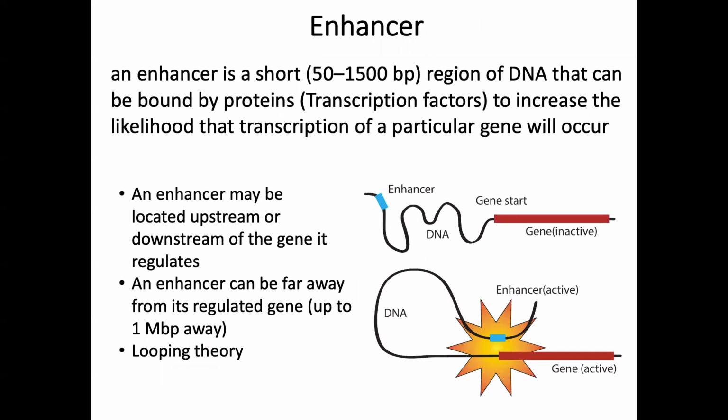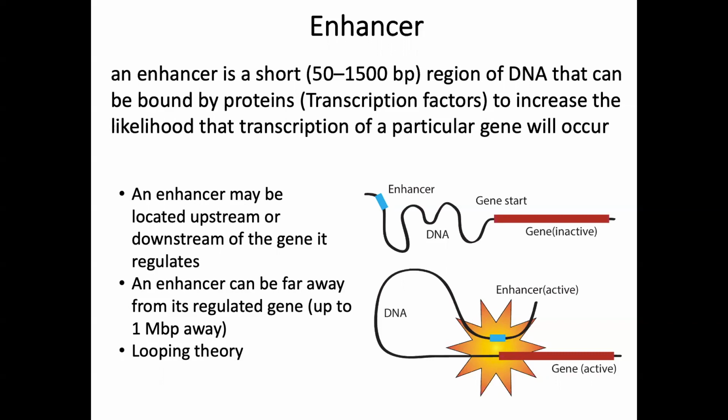Then how do the promoter and enhancer coordinate to regulate transcription? As we learned, an enhancer can be located far away from its regulated gene. Sometimes an enhancer is one megabase pair, meaning 10 to the power of 6 base pairs, away from its regulated gene. In most cases, an enhancer is located upstream of its regulated gene, but sometimes it can be downstream or even in the intron region of its regulated gene, right?